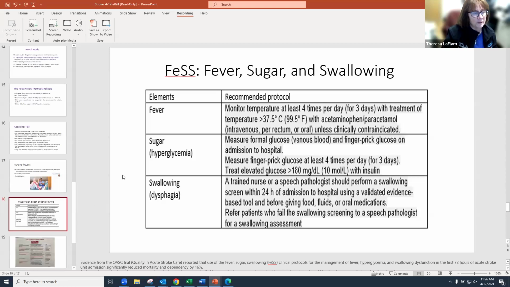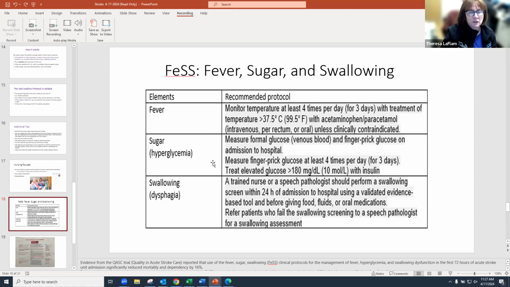Things we also worry about in the hospital, core measures that will maybe let us know how well a patient is going to do. A recommendation, we call it FES: fever, sugar, swallowing. So look at their fever. If they have a high temperature, that can be a bad outcome. Report that to the physician.